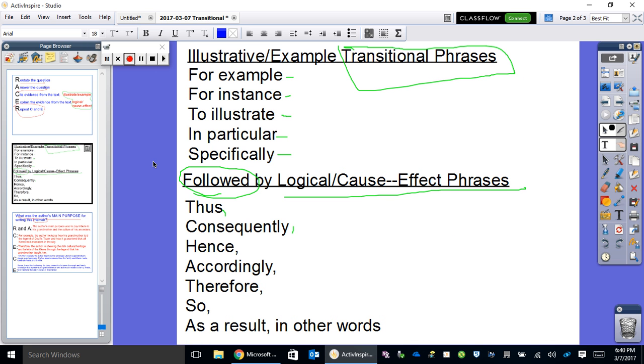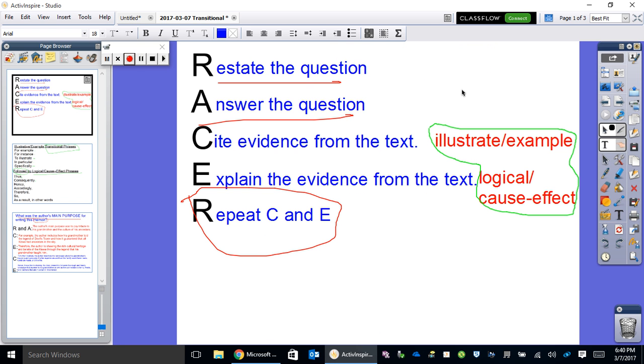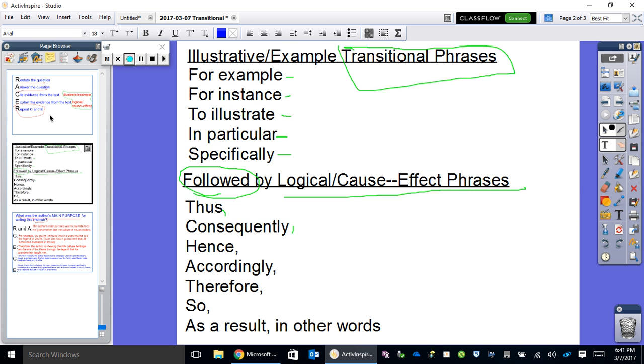So these are the short list of illustrative and example transitional phrases, as well as logical, cause-effect transitional phrases that we need to make part of our writing. It's going to allow us to effectively do the RACER technique. So I hope this was informative and gave you some ideas on how to organize or structure your body paragraphs or paragraph responses in formal and informal writing.